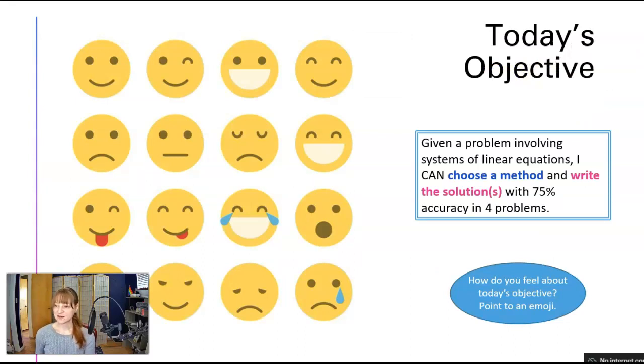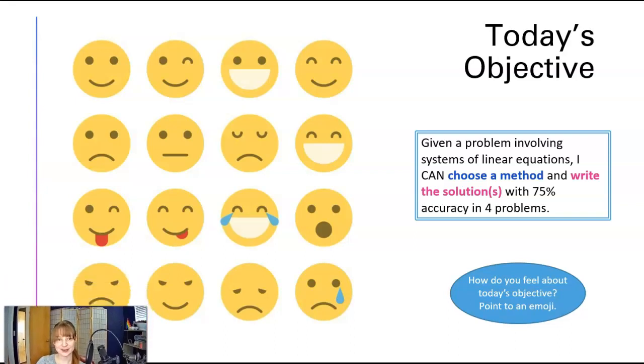So that is everything on today's objective. We are reviewing everything from Unit 1. Given a problem involving system of linear equations, I can choose a method and write the solution with 75% accuracy in 4 problems. Look at those little emojis and think about which one best represents you.